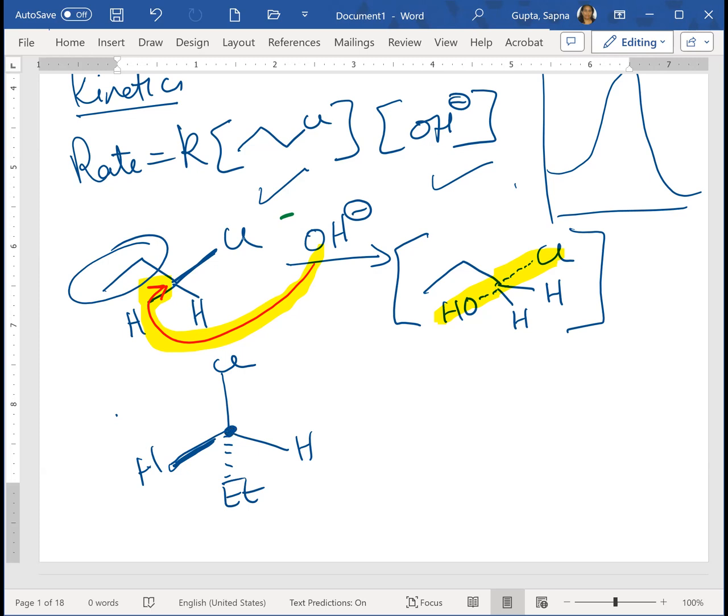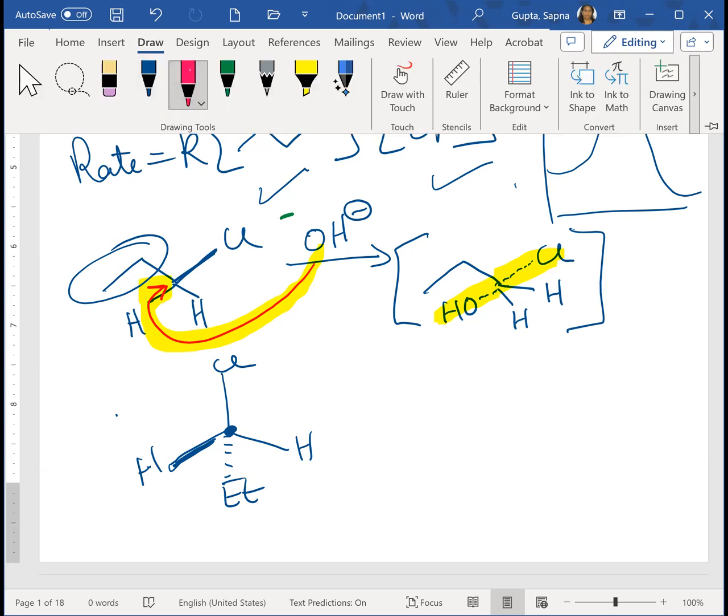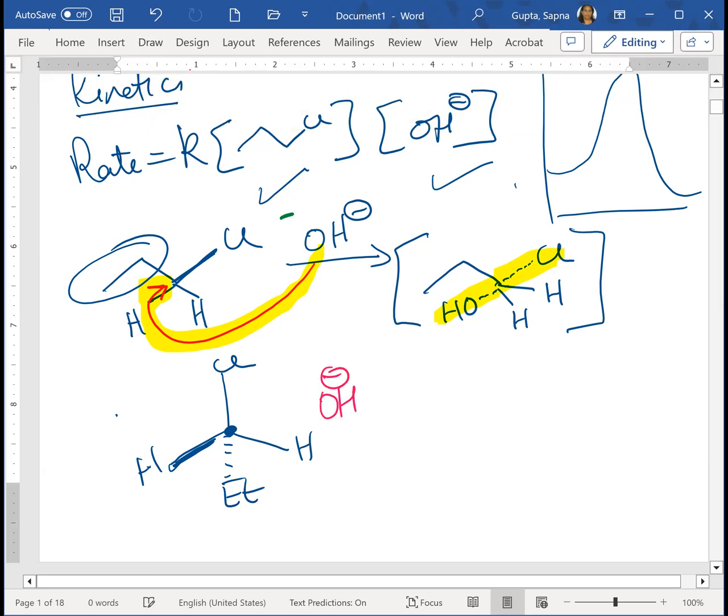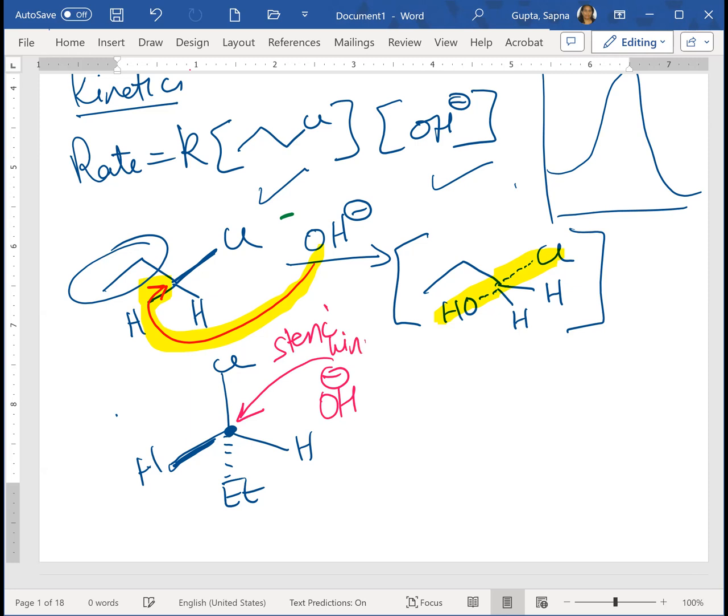Now I want you to think of this as a tetrahedral only. Don't think of it as in two dimensions. I want you to think in three dimensions, so you can put your three fingers down if you need to. That's the tetrahedral we are talking about. So when the hydroxide, the OH minus, comes in, it cannot attack from here because here you have what is called steric hindrance.